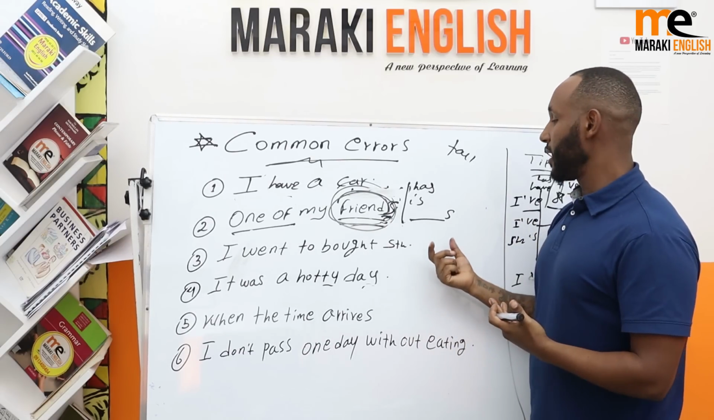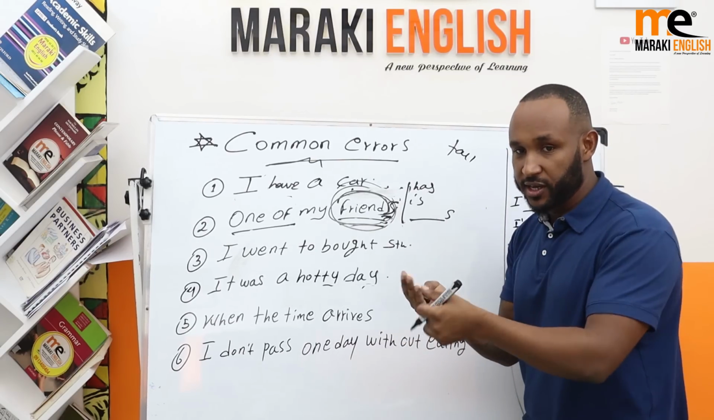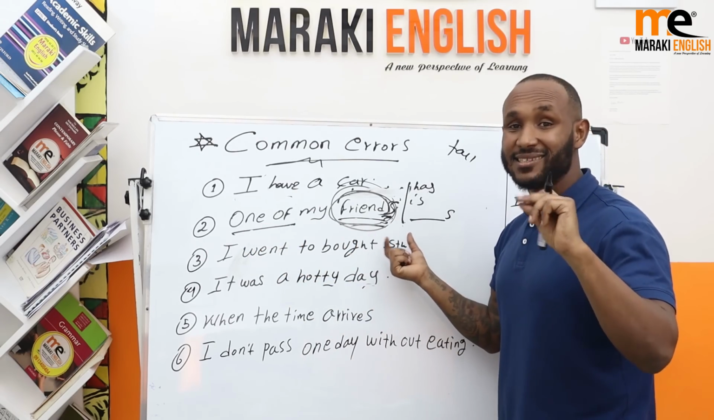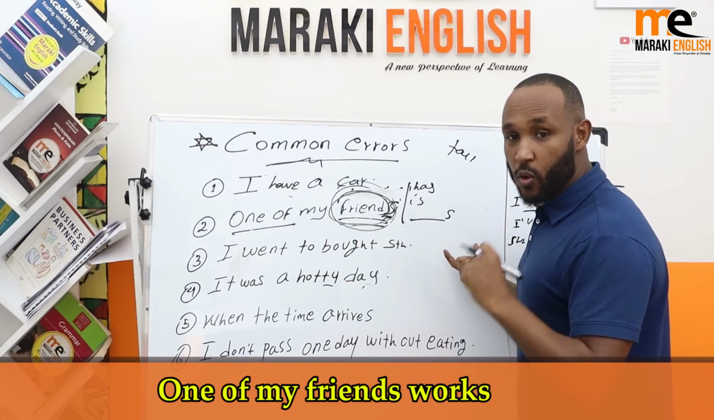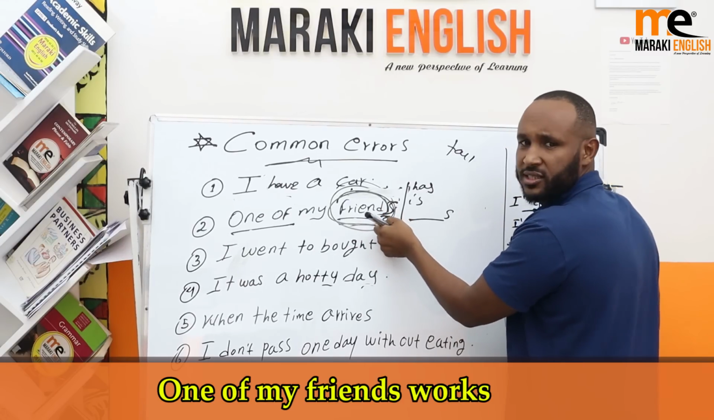So there's a lot of calculation. Again, go back to the basics and think about simple present. You say, I work, he works. One of my friends works, all right? One of my friends works, okay? So what makes it challenging here is you're saying "friends works."